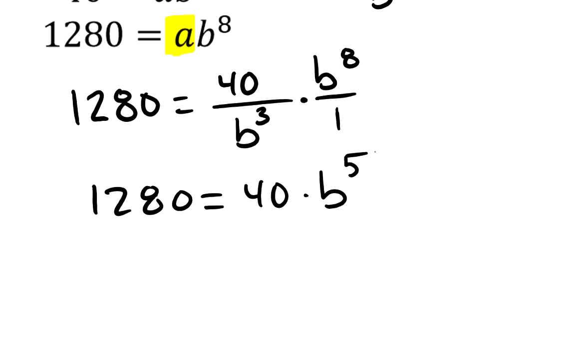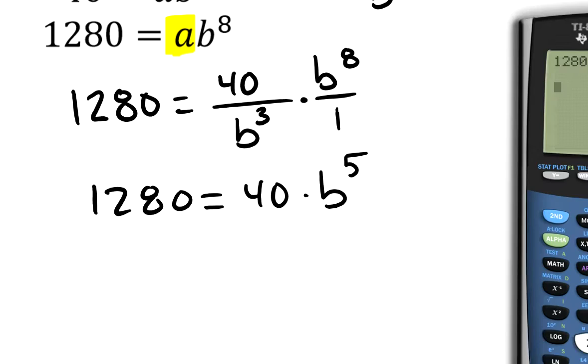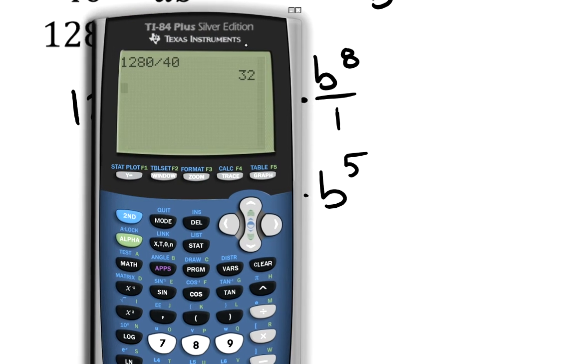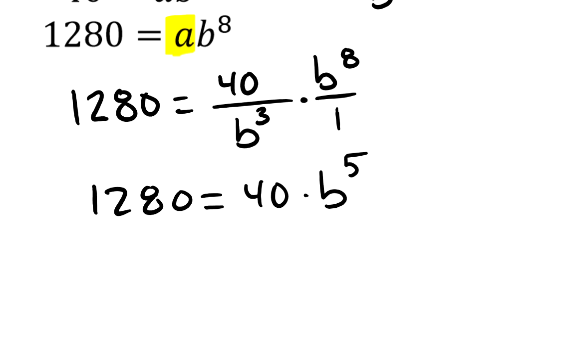Now I'm going to divide both sides of that by 40. And if I take the 1280, and yes, I'm using a calculator off screen here, and I divide it by the number 40, I do get 32, right? So I know that after I divide both sides by 40, I get the number 32. And look at it, 32 is b to the 5th power. Okay, so now I just need to figure out what b is, right?